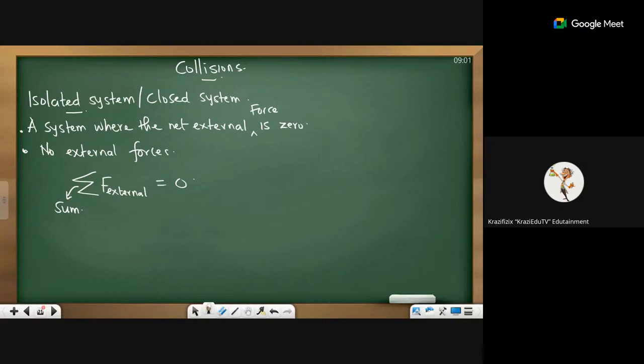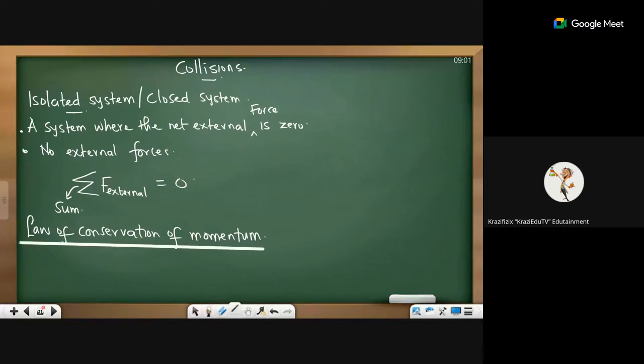Okay, now we are going to state our second definition or law, the law of conservation of momentum. Then we'll answer lots of questions after we are done with this explanation. In physics, every time you see the word conservation, please remember that there must be an isolated system. Things are only conserved in an isolated system.